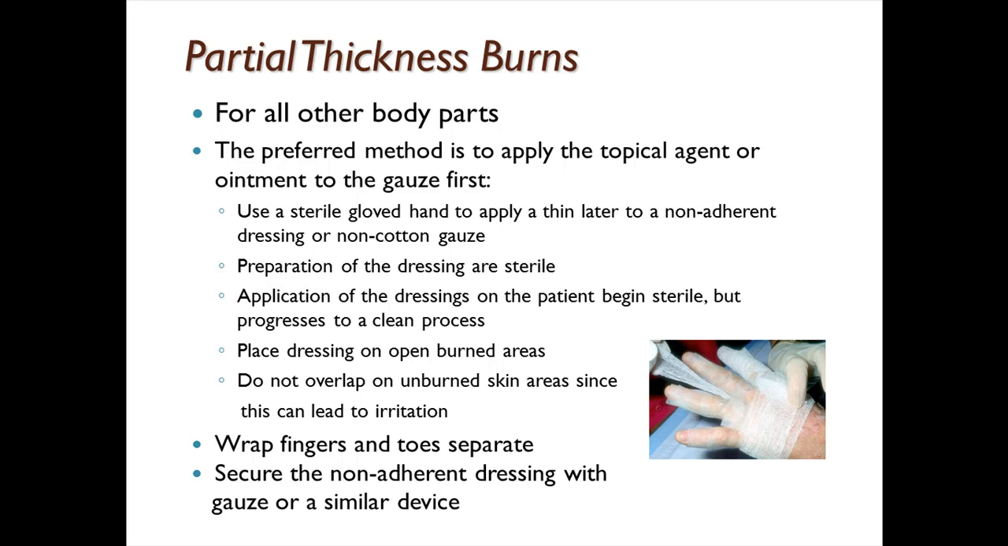With partial thickness burns and any other body parts other than the face and ears, the preferred method is to apply the topical agent or ointment to the gauze first. So what you're going to do is prepare the dressings in a sterile fashion. You would want to take a sterile gloved hand to apply a thin layer to a non-adherent dressing or non-cotton gauze. When we do the application of the dressing to the patient, it begins as sterile, but then it progresses to a clean process.